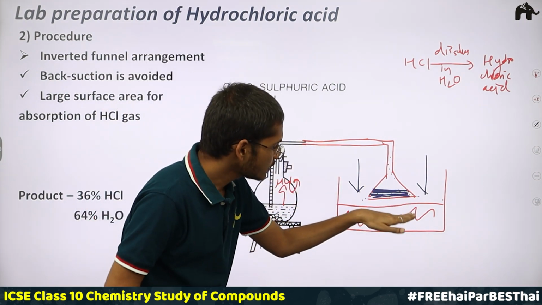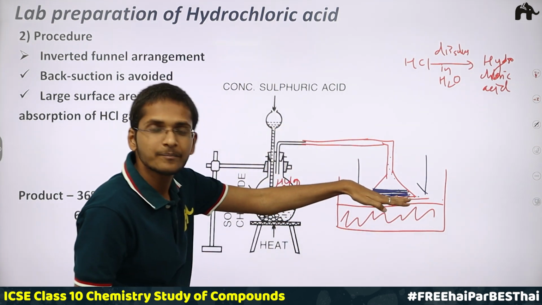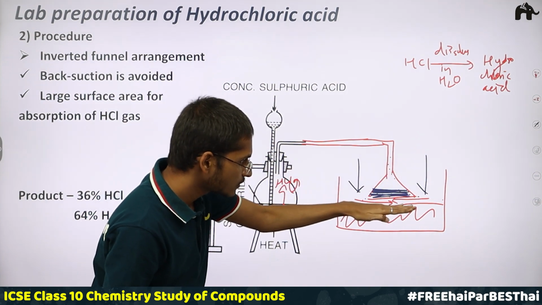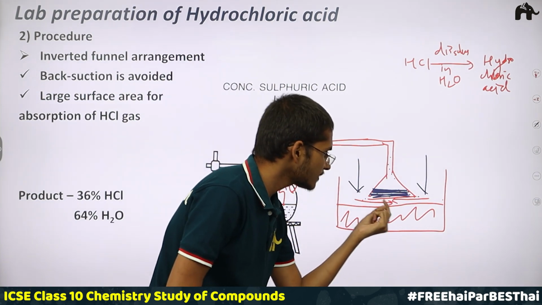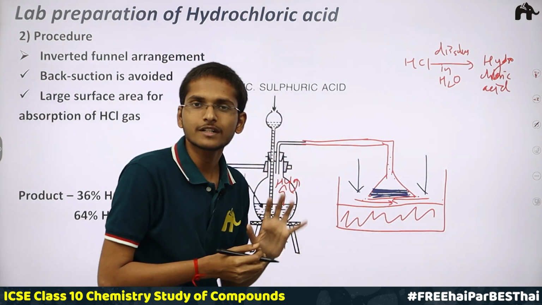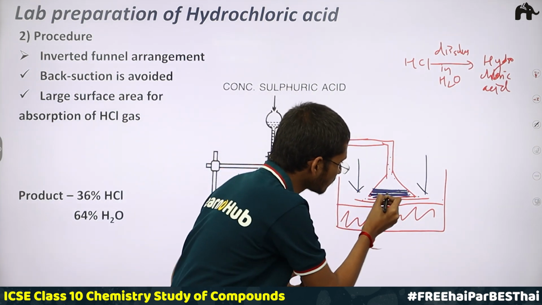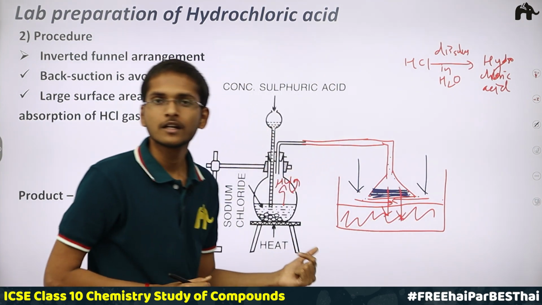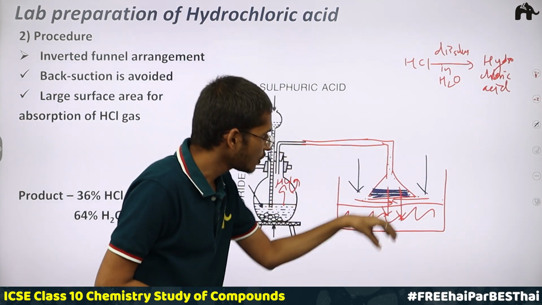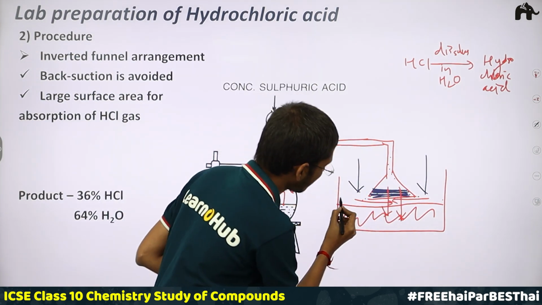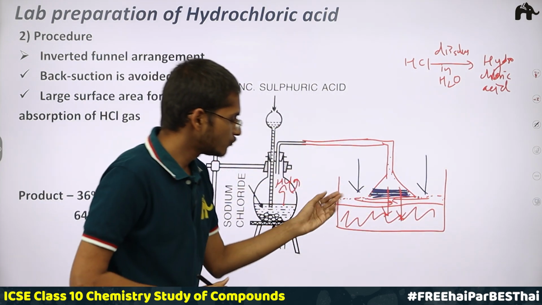Now once the water level falls, what would happen again? There would be an air gap, right? This is the air gap between the funnel, which is having the water, and this water which is in the trough. Because of this air gap, what would happen? This air is rarer than water, it is less dense than water. So it would again get inside the funnel, and it would make this water fall down. Again the water would reach the same level.